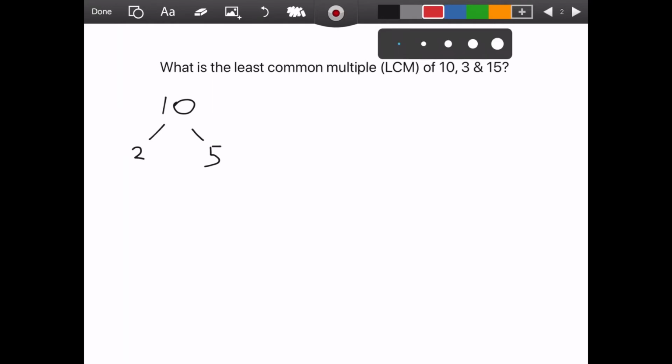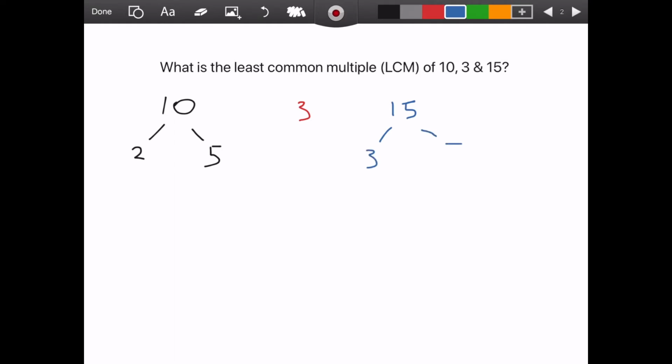How about 3? Let's use red for this. Any prime factor that is divisible into 3? No prime factor, right? It is only divisible by 1 and itself, so let's just leave it as it is, and then let's use blue. And how about 15? Any prime factor that's divisible into 15 without any remainder? 3, right? And we got 5. Any other? No, that's it, right?